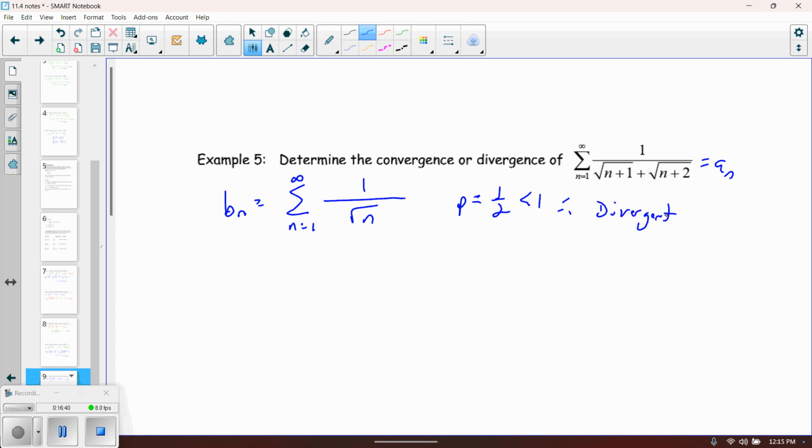It really should make sense, because if you have this a sub n, 1 over the square root of n plus something or whatever, it resembles a p-series, and it looks like it's probably not going to grow fast enough to be convergent. So let's compare them. Limit as n goes to infinity of a sub n first, which is 1 over square root of n plus 1 plus the square root of n plus 2 times the reciprocal of b sub n, which is square root of n over 1. And again, what you should be able to see here is that your dominant terms on the top and the bottom are a square root of n.